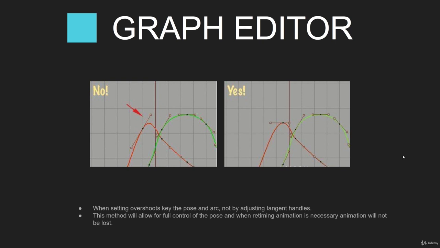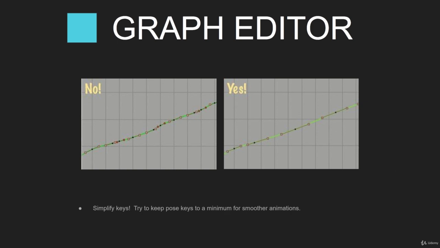Now the last slide that I have here is going to be another last example of simplifying your keys. A lot of times it's very simple and very easy to set multiple keys, especially if you have auto key set on. You can be posing, and maybe you even moved a pose and didn't realize it, and you can end up with a lot of keys that are unnecessary in your animation.